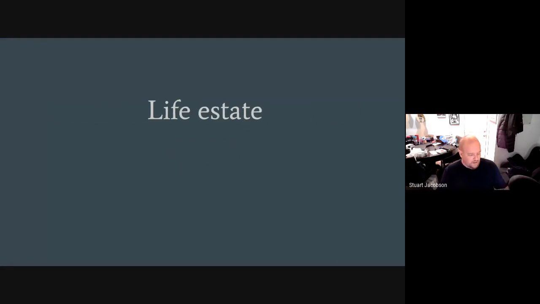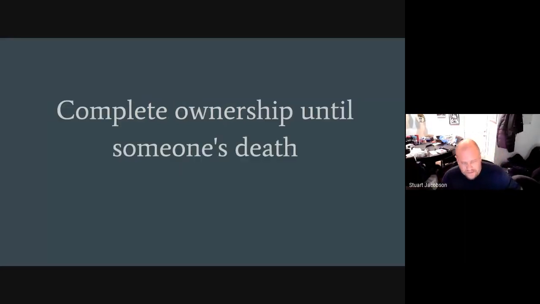Life estate. That's complete ownership until someone's death. You could mortgage the property. You can sell the property. And people always ask me, Stu, why would someone want to buy a life estate? Because that's all you can transfer. That's the ownership that you have. So you have complete ownership until someone's death.